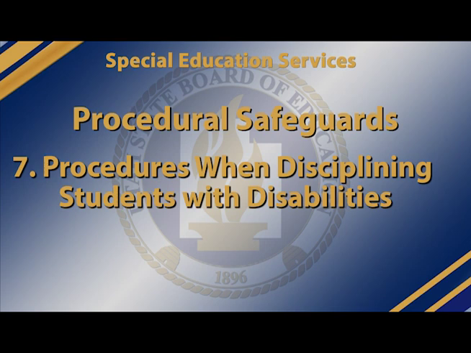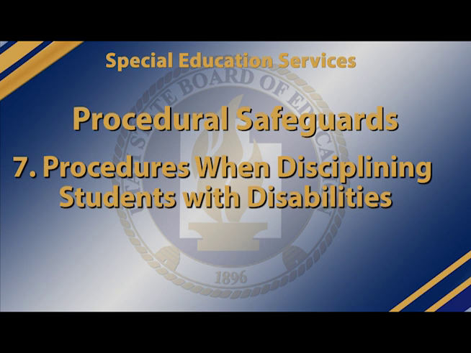Procedures when disciplining students with disabilities. Authority of school personnel. 34 CFR Section 300.530. Consistent with the requirements of IDEA and applicable state special education rules, as well as applicable state rules, each LEA shall establish, maintain, and implement policies and procedures for disciplining students with disabilities.